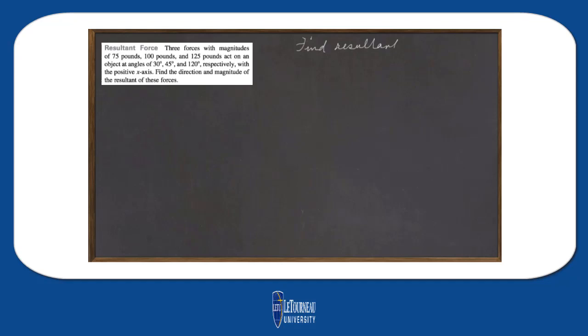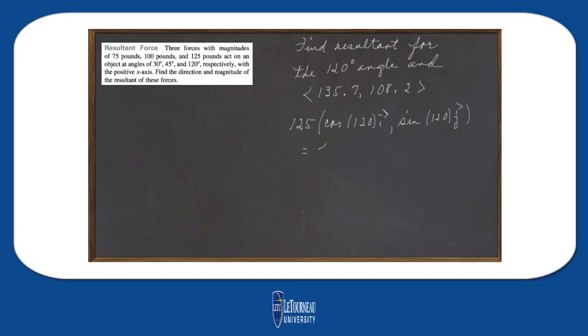Now we're ready to find the resultant for the 120 degree angle and the vector 135.7, 1808.2, which we found in the previous screen. So we start with our good old direction vector here, direction angle of cosine 120. Do a little bit of work with the calculator to find the cosine and sine of 120 and multiply it by 125. And so the direction then is 73.2 and 216.5.